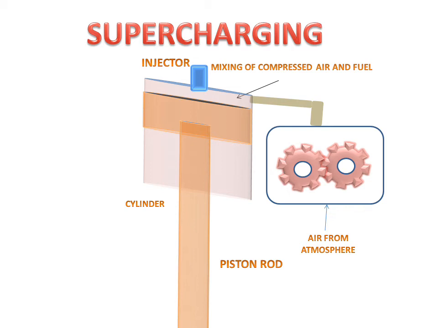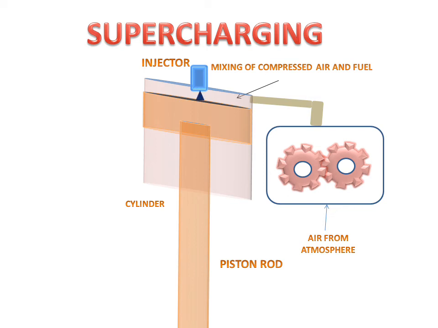We have a supercharging process. There we have a cylinder, a piston, this is an injector, and this is a supercharger. Air from the atmosphere will come into the supercharger. There it will be compressed, and this compressed air will travel to the cylinder, and fuel will come through the injector. They will mix there, the combustion process starts, and this piston will start working. This is supercharging. Now see the animation.